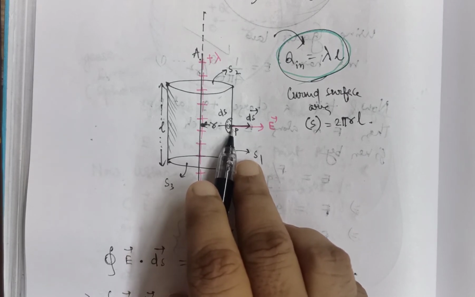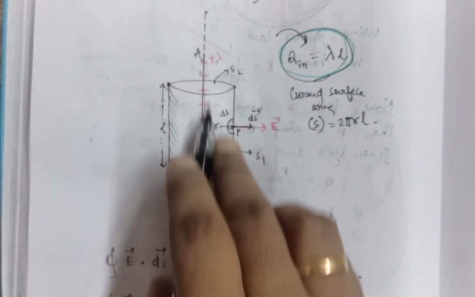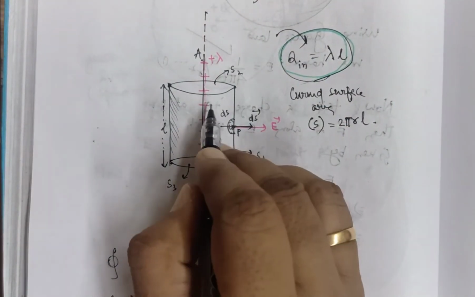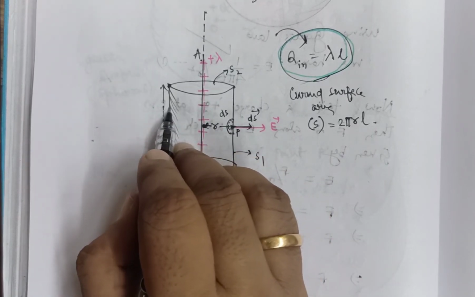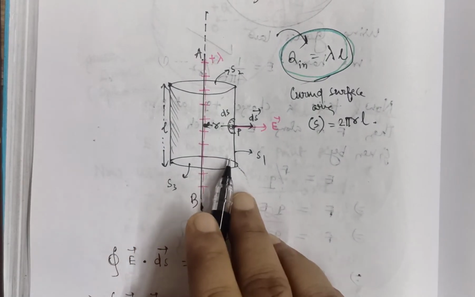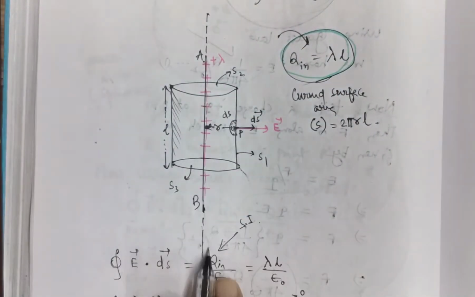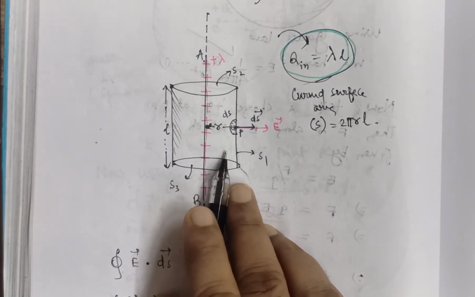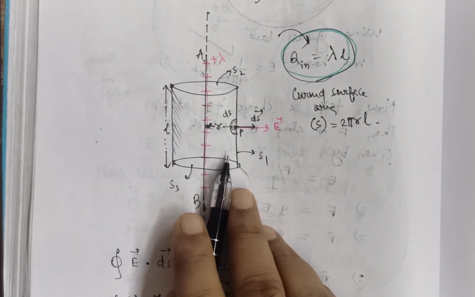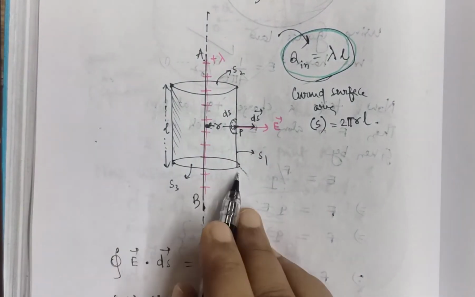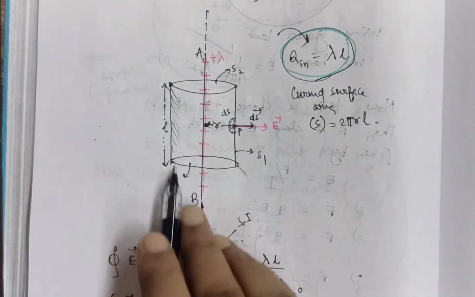Here the suitable Gaussian surface is a cylinder, and the line charge distribution should lie on its axis. That means the distance from the line to the surface is the same everywhere. The problem gives a line charge distribution that should lie on the axis of the Gaussian surface. This is our symmetric Gaussian surface, cylindrical in shape. Now I have chosen this type of cylinder. This is the distance r from which we have to calculate the intensity. This is the length of the cylinder.